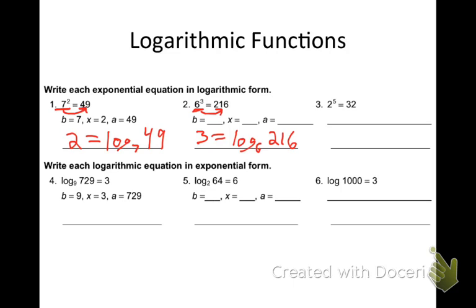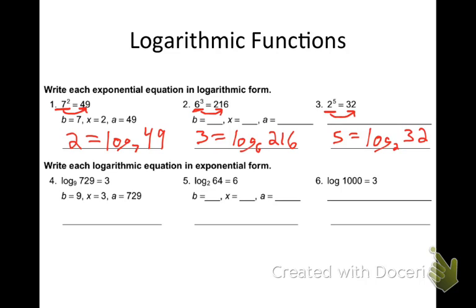Let's try number 3. 2 to the 5th equals 32. What's my base? My base is 2. Sweep it to the other side. What am I left with, John? Equals log base 2 of 32.